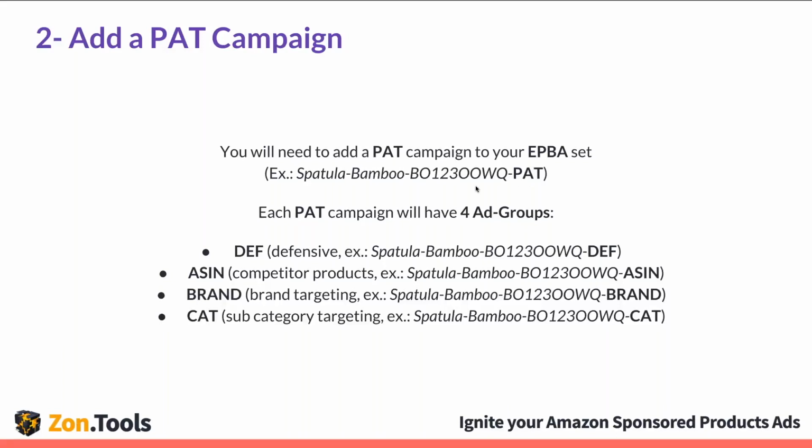Now, within each of these PAT campaigns, and you will have 1 PAT per product, you will have 4 different ad groups. One that we'll call def, as for defensive. One we call ASIN, in which you're going to target your competitor ASINs. It's going to work similar to an exact campaign or exact ad group. Brand, where we are targeting competitor brands in this ad group, and category, where we will be targeting subcategories. The way you're going to name them is, again, you bring the same name of the campaign to the ad group, and you just add def, ASIN, brand, cat. This is going to come in handy after.